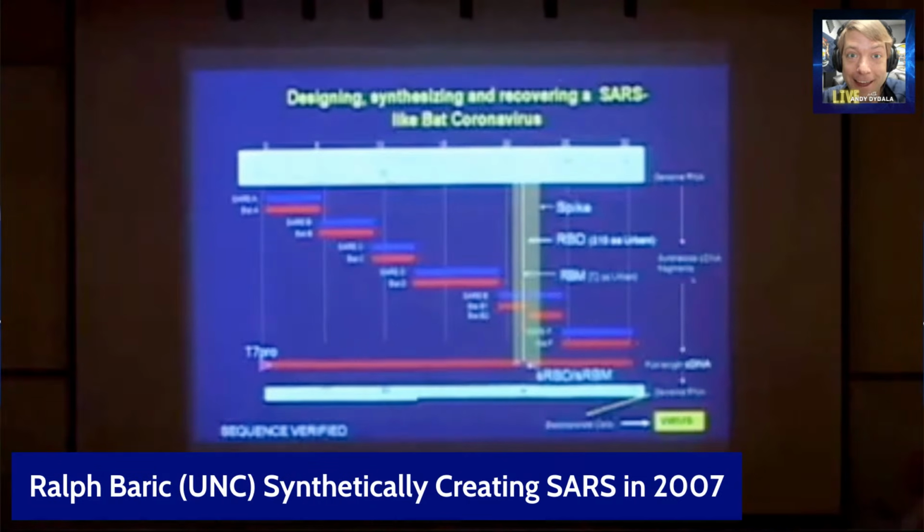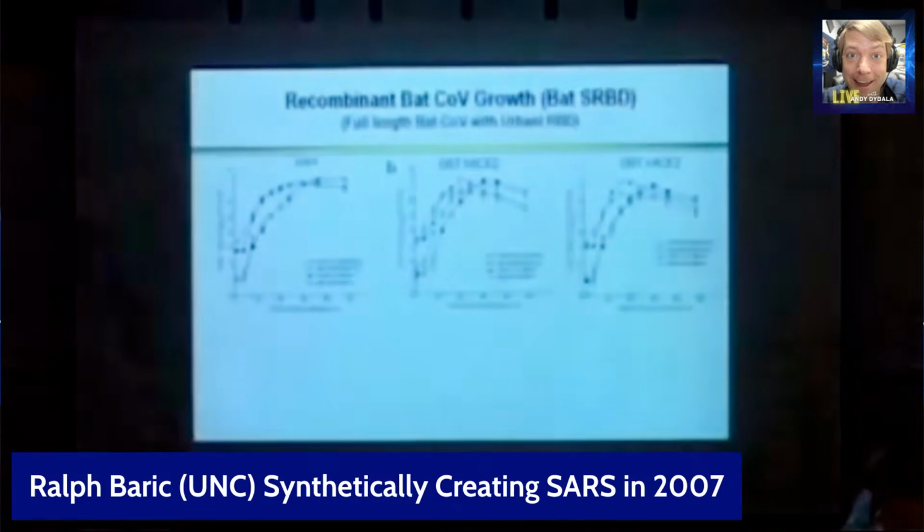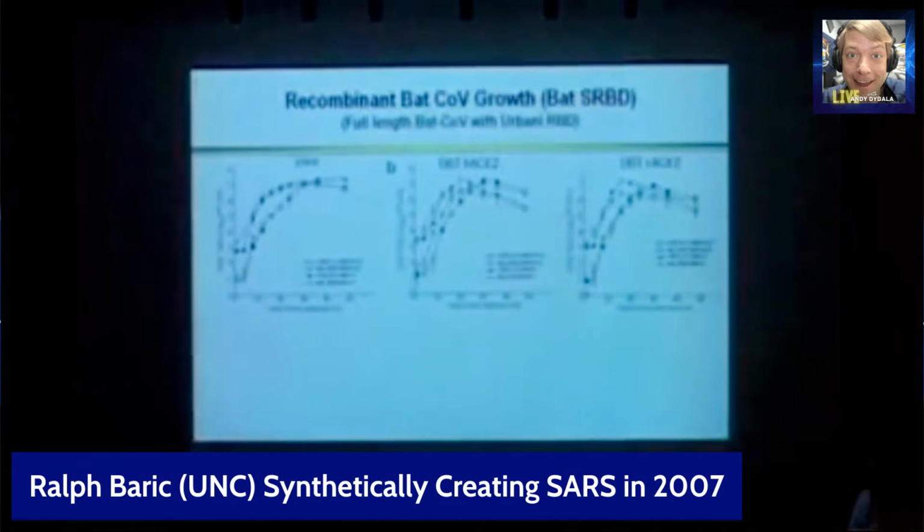Now, when we built that clone, drove transcripts and electroporated that into cells, we got a virus that could replicate quite efficiently. This is just some growth curve data showing, I think the black box is the Urbani wild type and the white circles or open symbols are the bat viruses. You can see they replicate exactly as well as the Urbani epidemic strain at low and high multiplicities of infection.